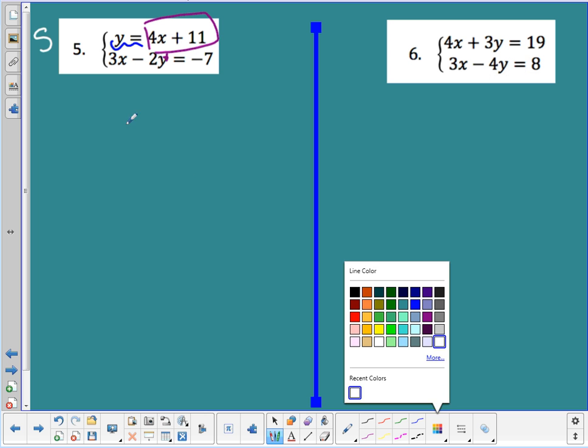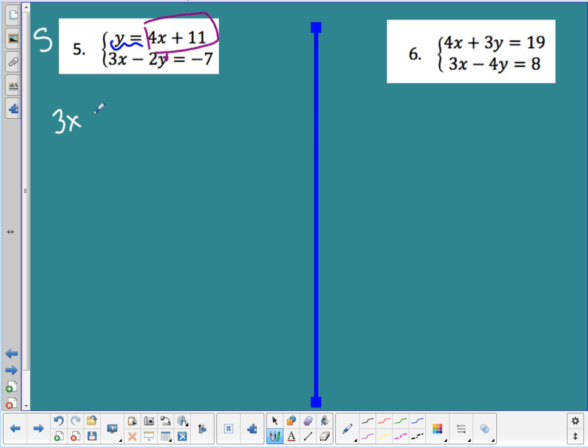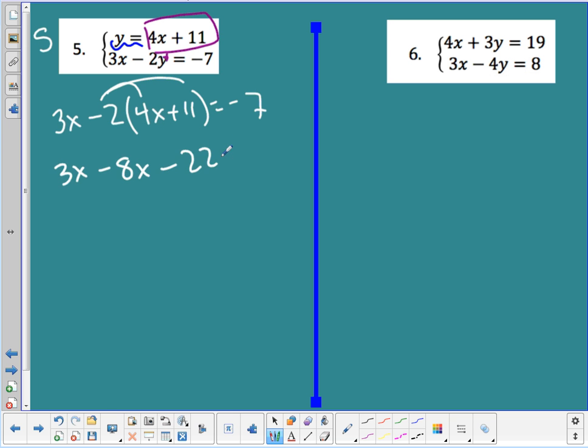So that looks like this: 3x minus 2 times that whole quantity up above, 4x plus 11, is equal to negative 7. Now I distribute that. I get 3x minus 8x minus 22 is equal to negative 7. And then 3x minus 8x is negative 5x.